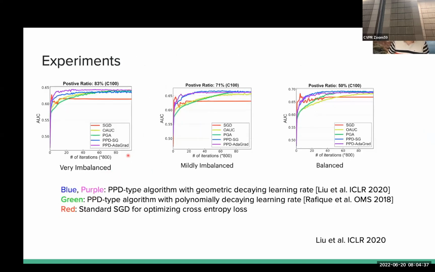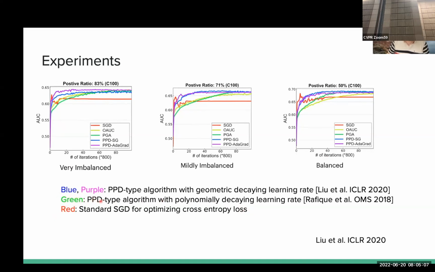And there are some experiments in their paper, and they consider 3 settings. One is a very imbalanced data set, and the second is mildly imbalanced with 71% positive data ratio, and the other is a balanced data set with a 15% split. And they have considered different methods. First is the red method, which is actually standard SGD for optimizing cross-entropy loss. This is actually what people use in deep learning libraries.